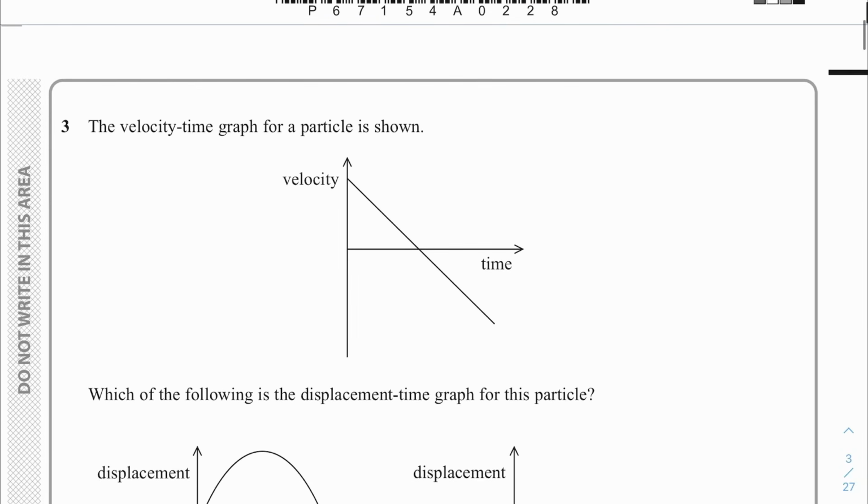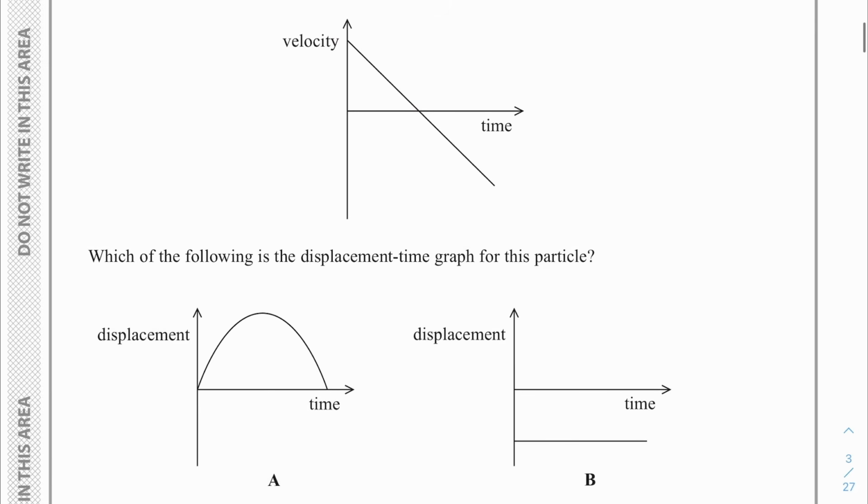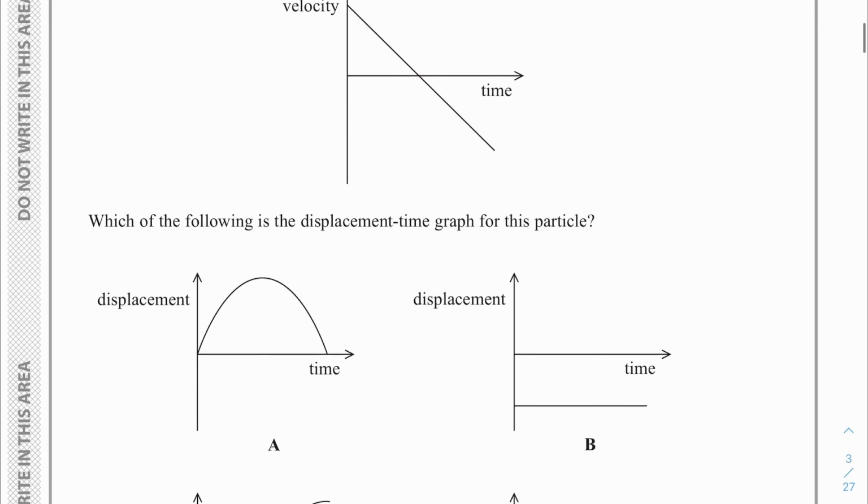Let's move on to question number 3. The velocity time graph for a particle is shown. You can see it's linear, it's going down all the way to 0, and again going all the way down again. It's very linear. Which of the following is the displacement time graph for this particle?